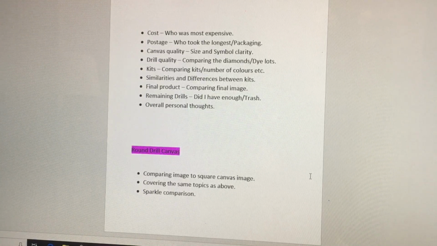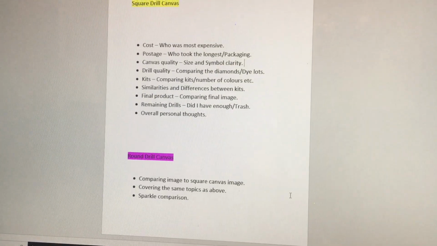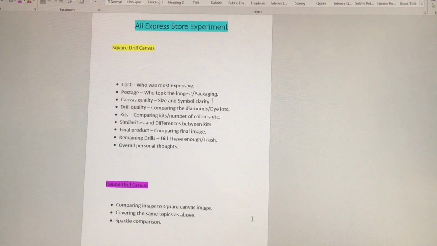But it'd be interesting to see how the image looks. And I'll be covering the same topics as above. I'll also do a sparkle comparison, because I know that rounds do tend to sparkle more than a square. So I'll probably also do a comparison on that. So yeah, that's my AliExpress store experiment. If I tip this back, you can see that's what I've labeled it up there.